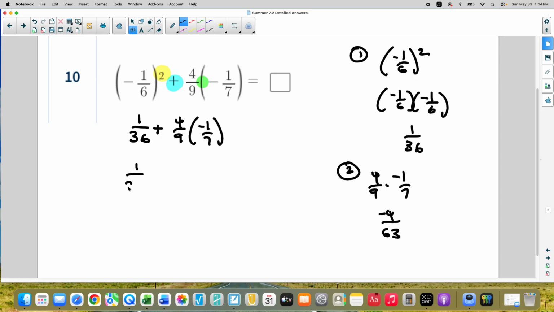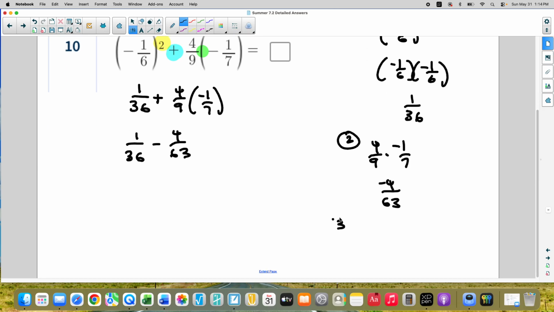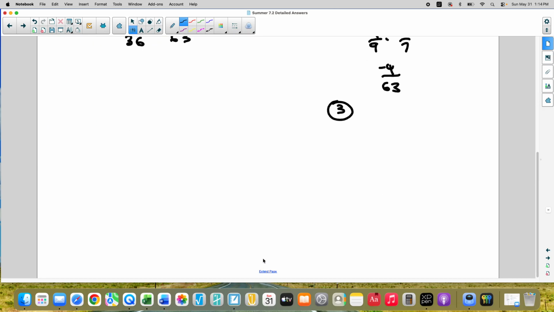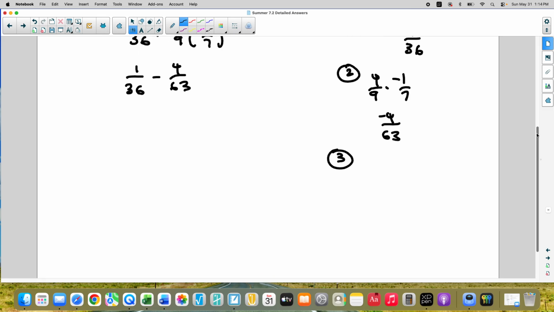So I have 1/36 minus 4/63. Okay, so now we have to find the common denominator. So we're going to do our LCM again. We better be proficient by the end of the summer at finding LCMs. We're going to take 36 and do the prime factorization, which is 6 times 6. So that is 2 times 2 times 3 times 3. It gives us 36. 63 is going to be 3 times 3 times 7.